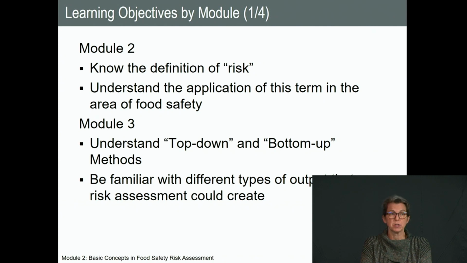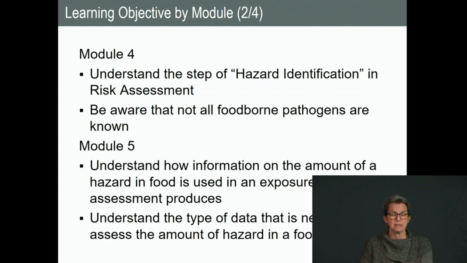In module 3, we talked about top-down and bottom-up methods, and then talked about what kind of output a risk assessment can produce. In module 4, we talked about understanding the step of hazard identification in risk assessment. So knowing that all foodborne pathogens are not known right now, hazard identification is the step in which you're deciding which pathogens you're going to focus on, which hazards you're going to focus on.